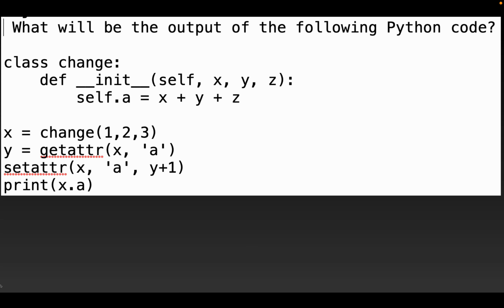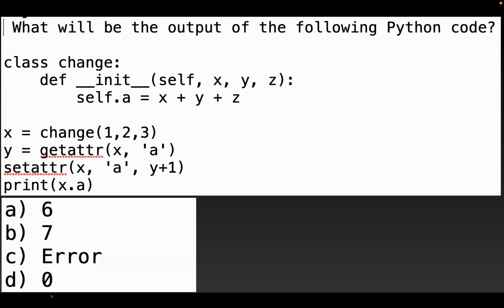In the previous instruction we have seen that inside the y value we have assigned the value of self.a, which is nothing but 6, and it is saying y plus 1, which means 6 plus 1, which equals 7. Now if it is asking for printing x.a, the value of a will be 7. So let's take a look at the options. The answer should be B.